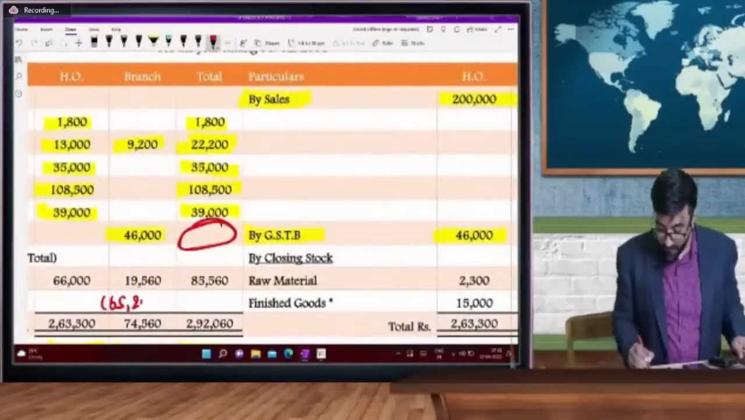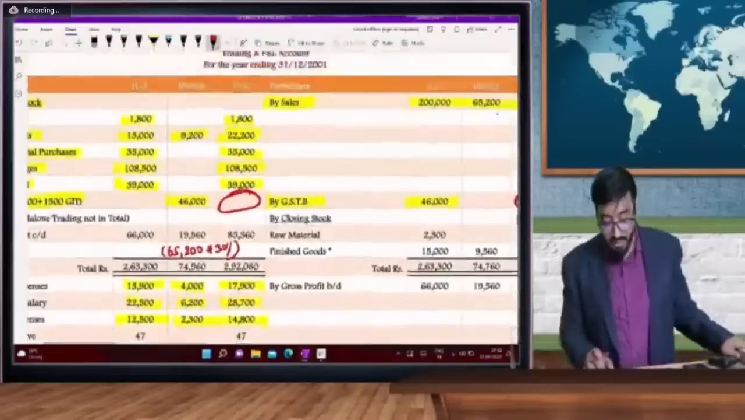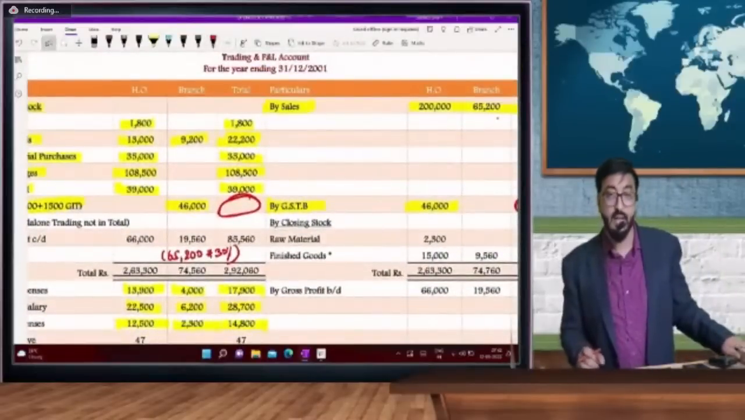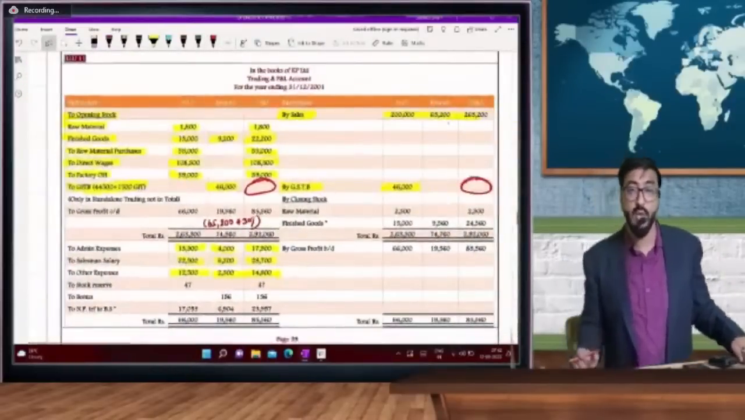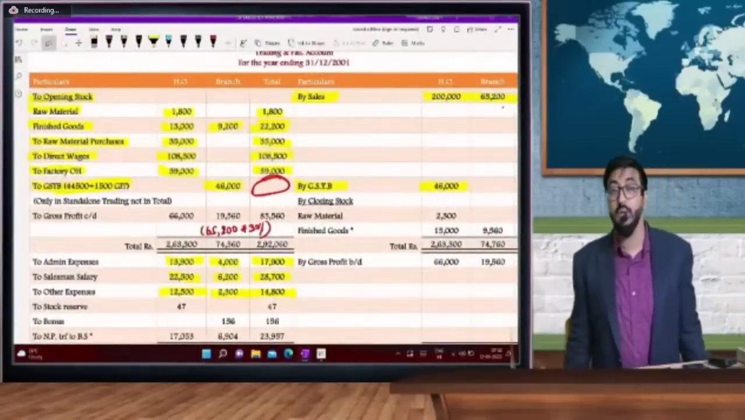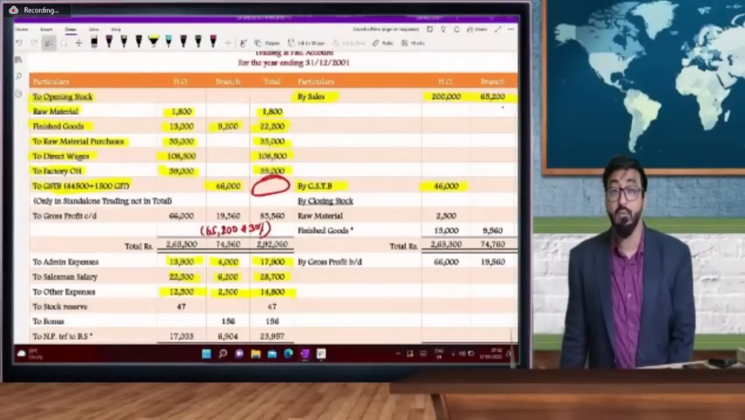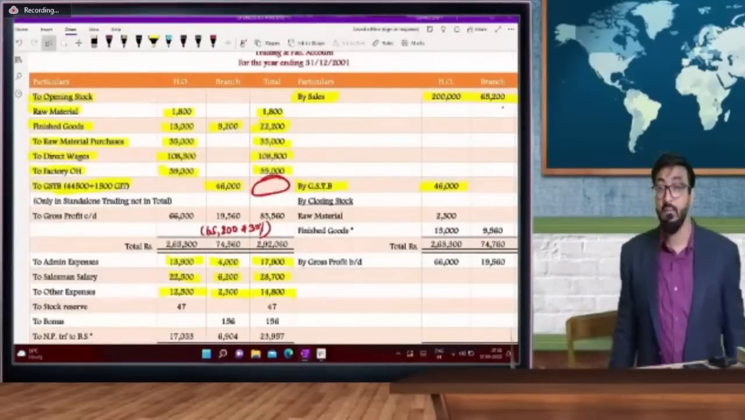65,200 into 30%. Can you tell me how HO is calculating profit? Yes, I want to know how many of you can tell me gross profit of HO. So first we have finished with full posting part. Okay, everything is in yellow. We have done with the posting part. Now it's time of closing these books.